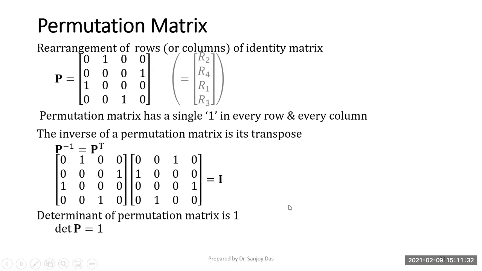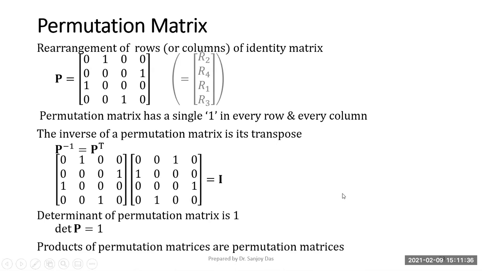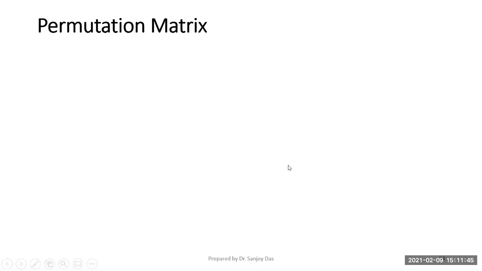The determinant of the permutation matrix is 1. Now, the products of permutation matrices, you can try it out yourself, are also permutation matrices. Okay. Now, what we can do is, let's take any matrix A. What does pre-multiplying A with this permutation matrix imply?